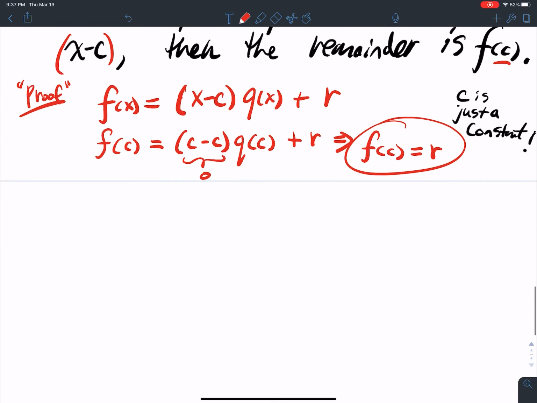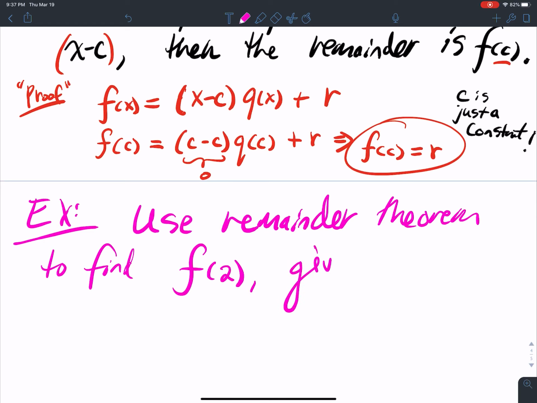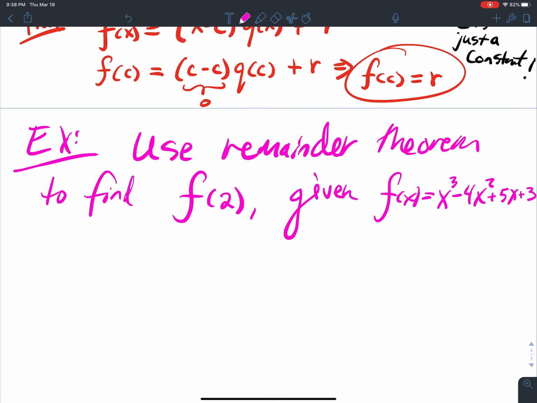So let's work a concrete example. Use the remainder theorem to find f of 2, given f of x equals x cubed minus 4x squared plus 5x plus 3. Okay? So, how do we use the remainder theorem?